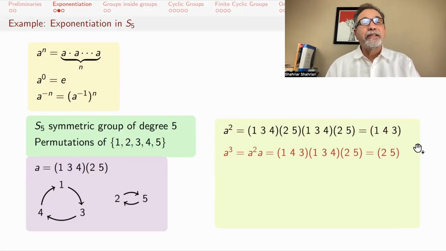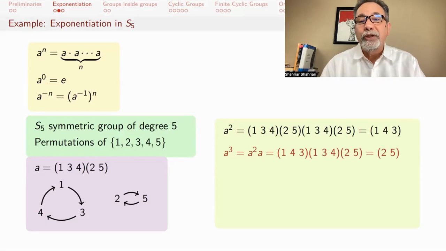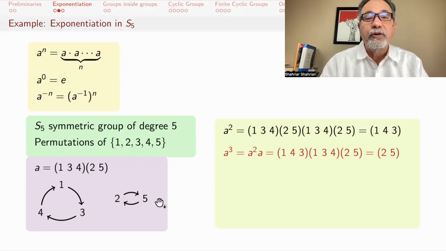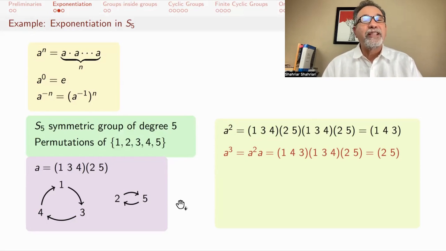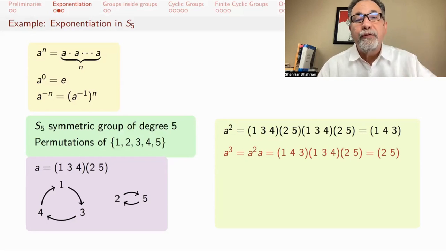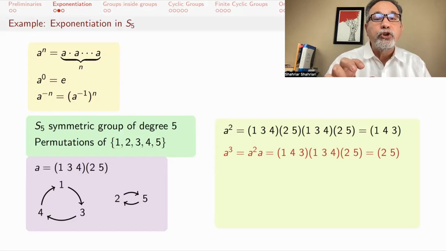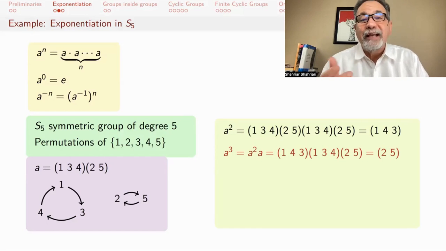A cubed is doing A 3 times, or doing A squared times A, and you get (2 5). Or you can think of it in terms of what this is. If you do this 3 times, the 3-cycle (1 3 4) becomes identity. 1 goes to 1, 3 goes to 3, 4 goes to 4. And if you switch the places of 2 and 5 3 times, then that's the same as switching them once. You get the cycle (2 5).